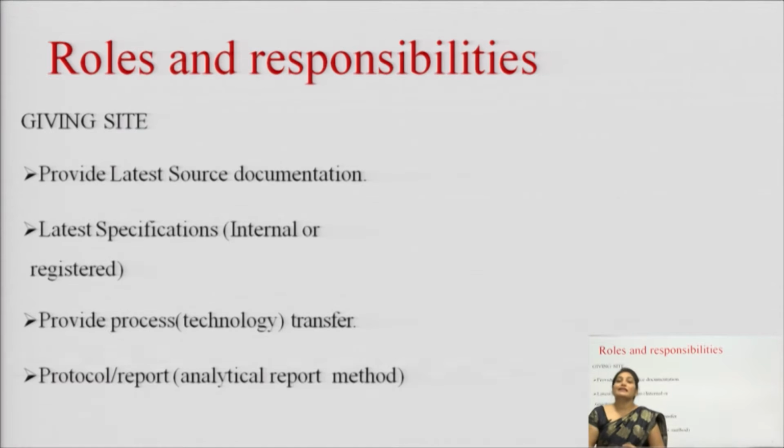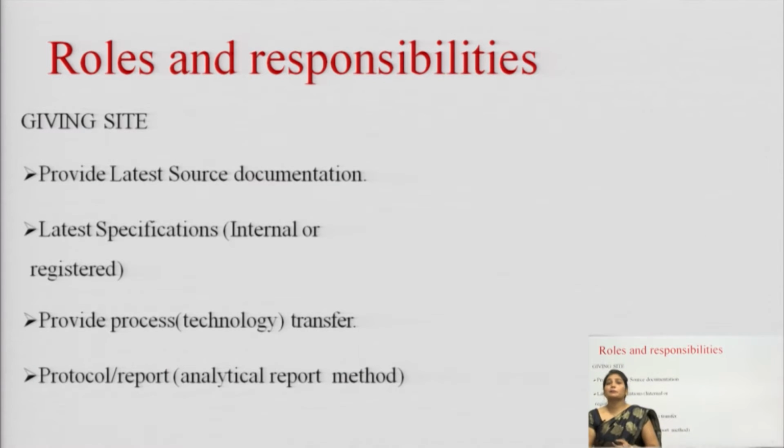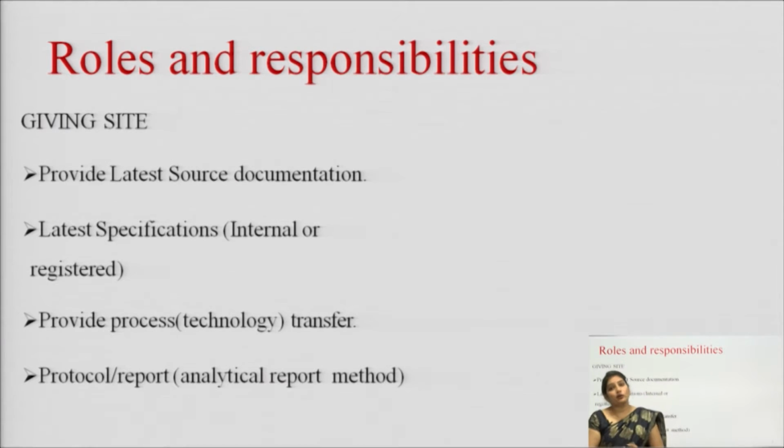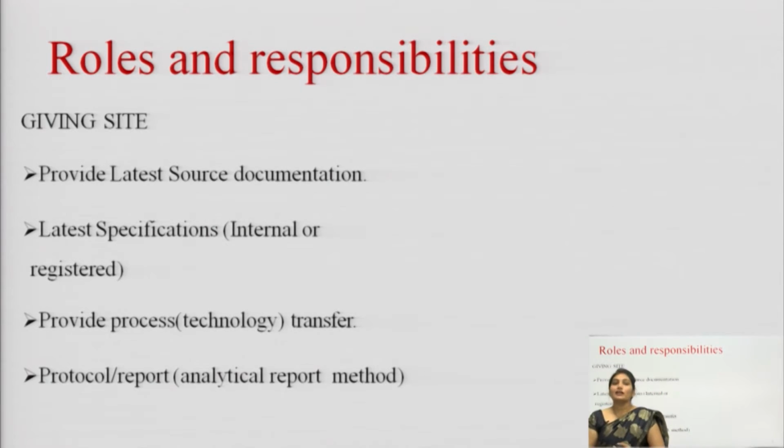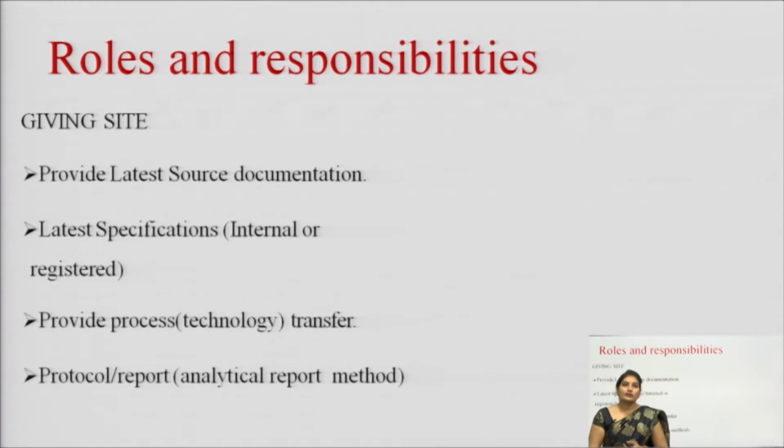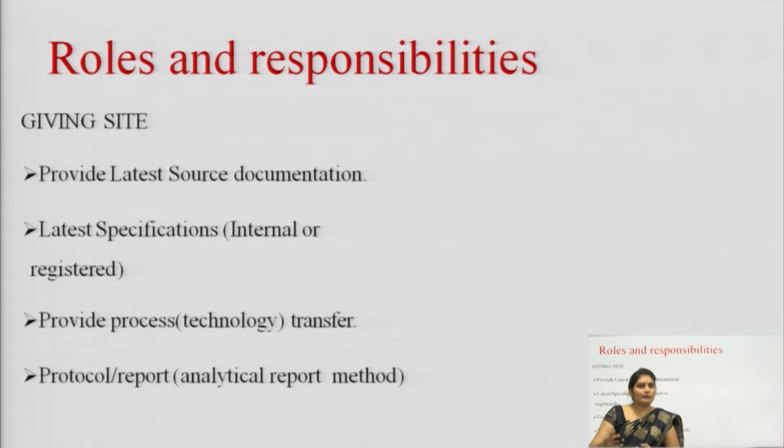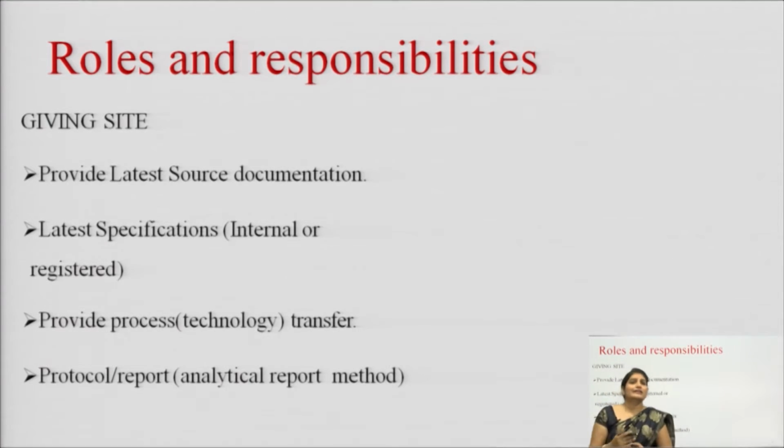Okay. Next is roles and responsibilities. As I told in the previous lecture, there are 3 different units involved in the technology transfer process: the sending unit, the receiving unit, and the unit managing the process. The sending unit is also known as the giving site or technology developer site. So, what are the various roles and responsibilities of the giving site? To provide the latest source documentation. The sending unit has the responsibility to provide the latest information regarding the process, the product, and the latest specifications, internal or registered.